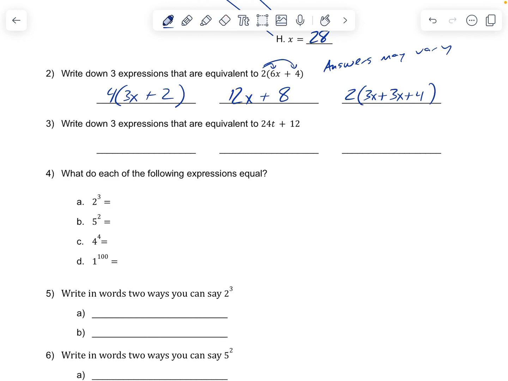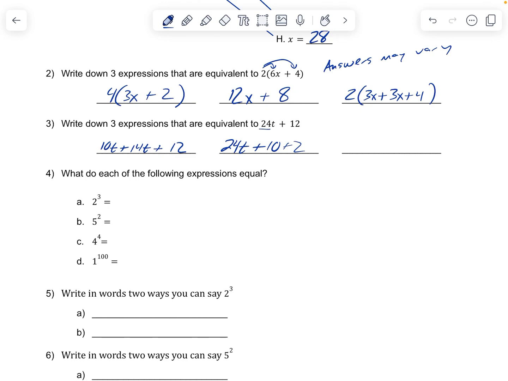Question number 3, write down 3 expressions that are equivalent to 24t plus 12. Same thing, there's really a ton of different answers. You know, I could just break the 24t up into 10t plus 14t plus 12. That would be equivalent. I could break up the 12, so I could leave the 24t alone and break this into 10 plus 2. I could also use the distributive property in reverse.